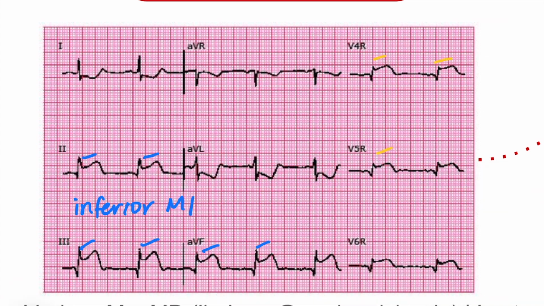Leads 4, 5, and 6. Lead 4 corresponds to some septal involvement, and leads 5 and 6 correspond with some type of lateral involvement. Some of the other leads are not shown here just for brevity.